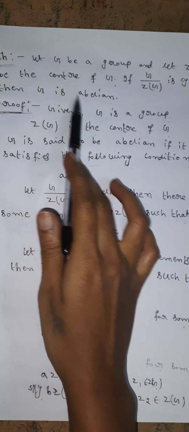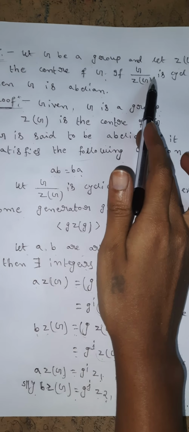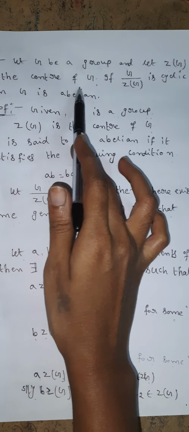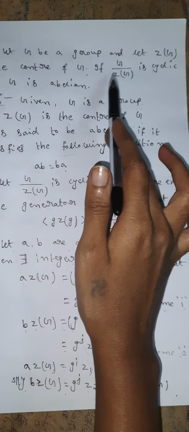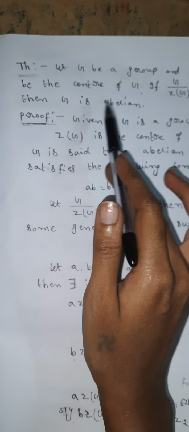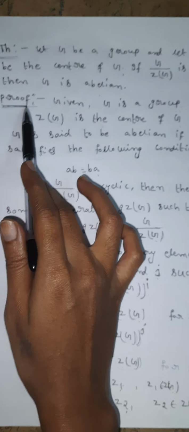Next see here, next theorem. Let G be a group. Let Z(G) be the center of G. If G/Z(G) is cyclic, then G is abelian. Okay. So see the proof.